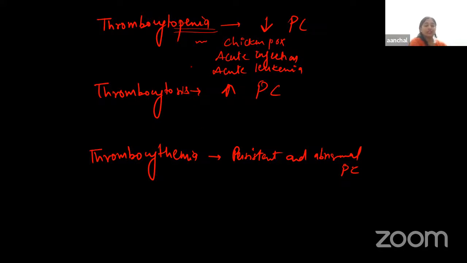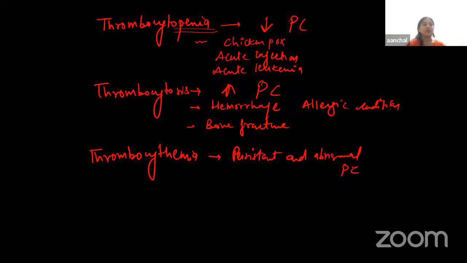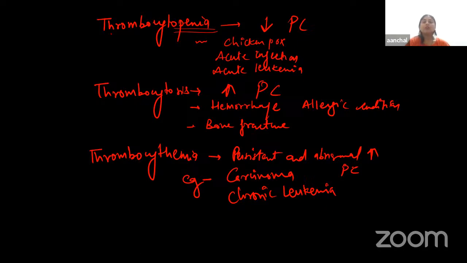So thrombocytosis refers to increase in platelet count, and it could occur in the case of hemorrhage, bone fracture, or in allergy conditions. Now the last we have thrombocythemia, which means whenever there is persistent and abnormal increase in platelet count, right? And it usually occurs in conditions like carcinoma or whenever chronic leukemia is there. Okay, so always remember, thrombocytopenia occurs in acute leukemia, and in chronic leukemia, the condition of thrombocythemia will be seen. Okay, so this is all about the platelet disorders.